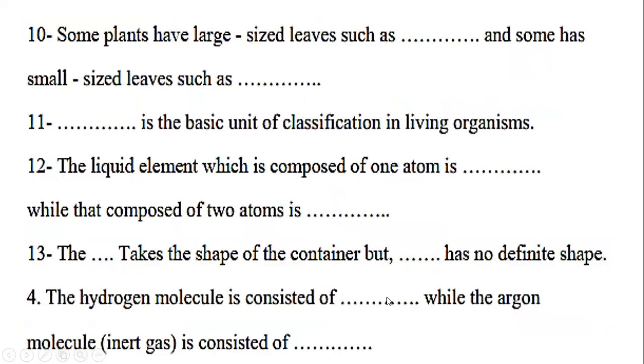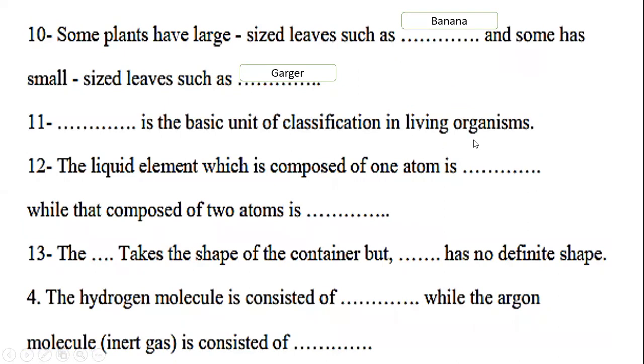Next question, complete. Are you ready? Yeah. So some plants have large sized leaves, such as large sized leaves like what? Banana, excellent, banana. And some have small sizes like gargir or ملوخية, you know. Species is the basic unit of classification of living organisms.